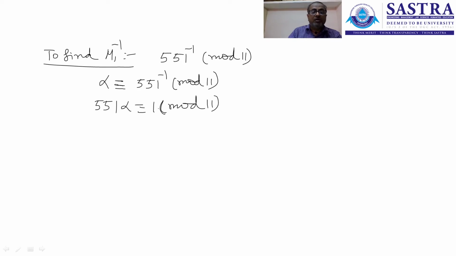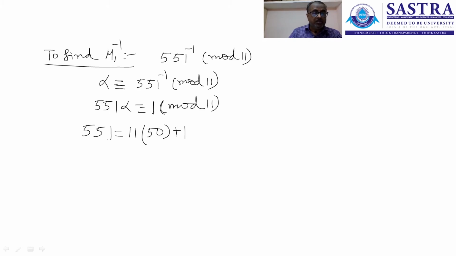As usual, this resembles the solution of the congruence relation. So now I will use the method that I used for the previous two problems to find the value of alpha. That would give you the value of M1 inverse. First I divide M1, namely 551, by 11. So I'll have 50 into 11 plus 1, 550 plus 1.